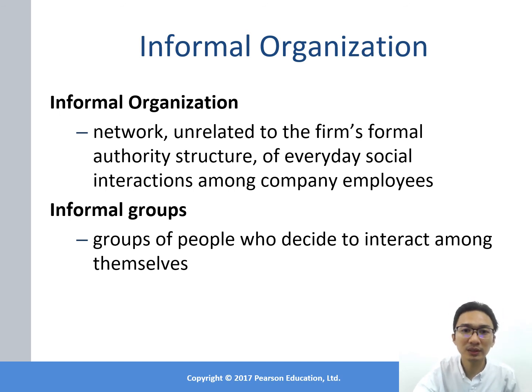Informal groups normally are simply groups of people who decide to interact among themselves. They may be people who work together in a formal sense, or maybe just get together for lunch, break, or after work. They may talk about their business, they may talk about the boss, or maybe something totally not related to work, like families, movies, sports. So it's hangout buddies that happen to work together. So this is what we call an informal group.